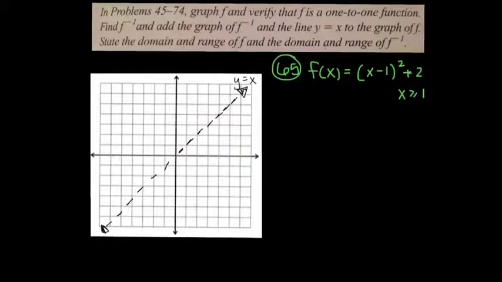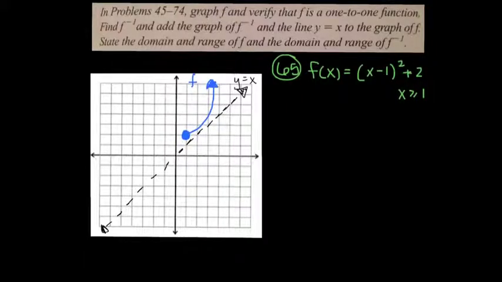So if I do that, that tells me that my new vertex is at the point 1, 2. And also that I'm only interested in x values that are greater than or equal to 1. So here's my function f.